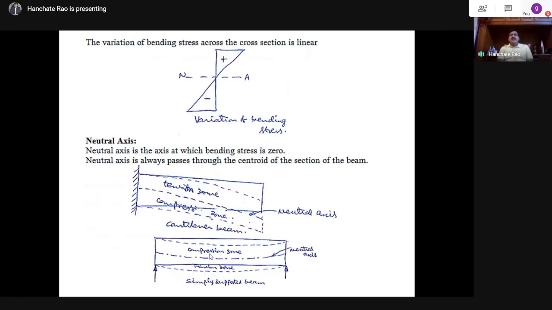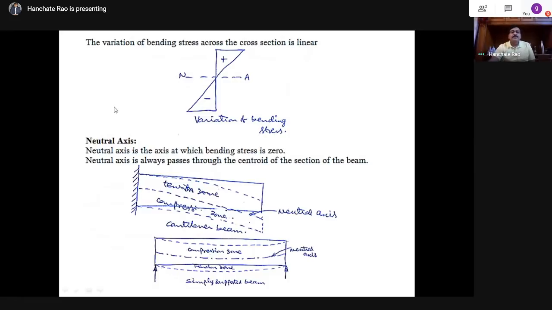So once the strain is equal to 0, what will happen to the stress? Stress is equal to strain into Young's modulus. So naturally the stress is also equal to 0. So at the neutral axis, both stress and strain are equal to 0. So that axis is called a neutral axis.